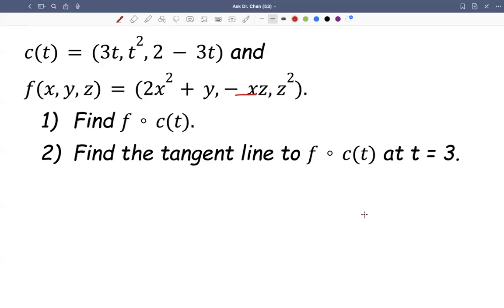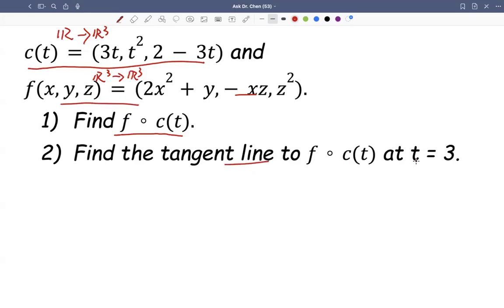Let's see this question. We're given a path from 1 space to 3 space. We're given a function from 3 space to 3 space. So the question is asking, we want to find the composition of this function, then find the tangent line to this function at t equals 3.